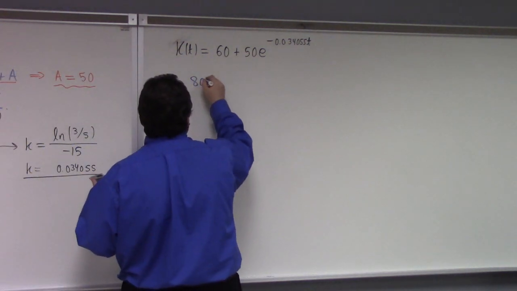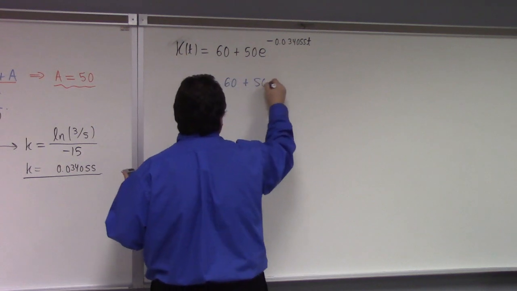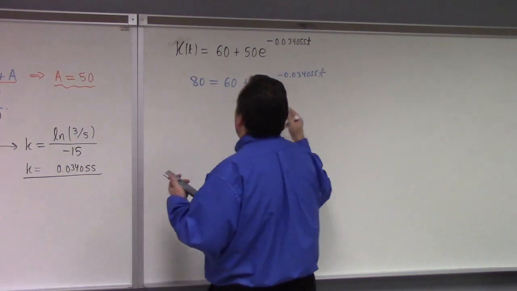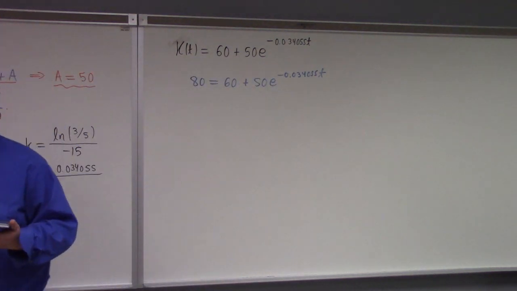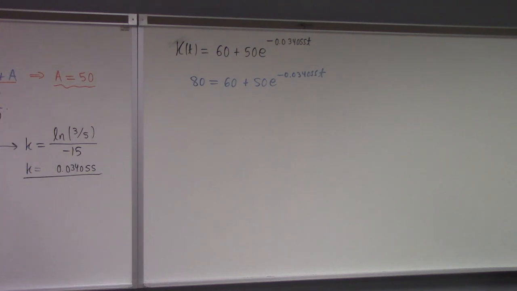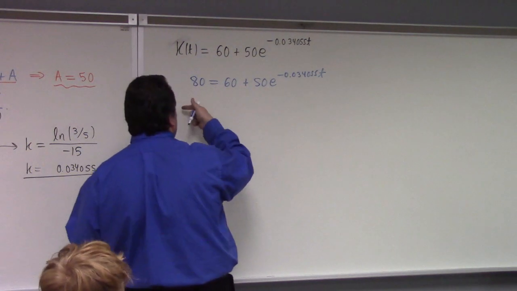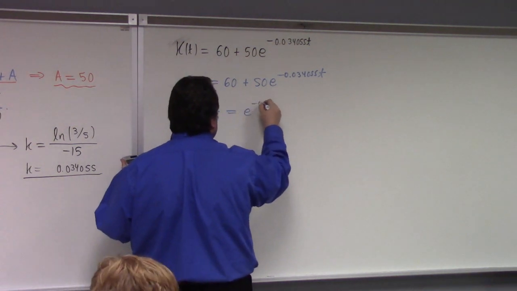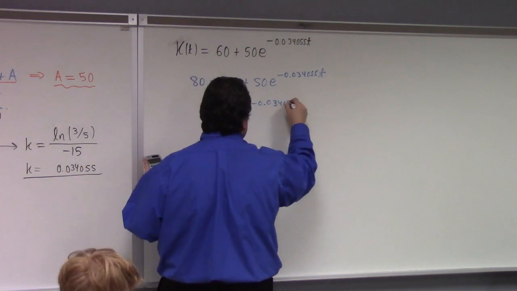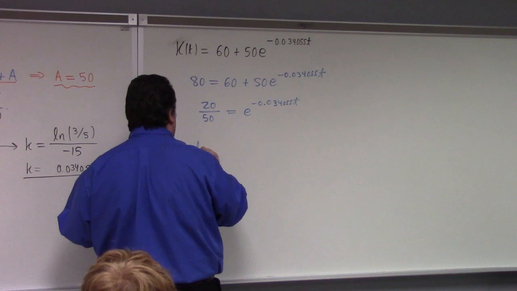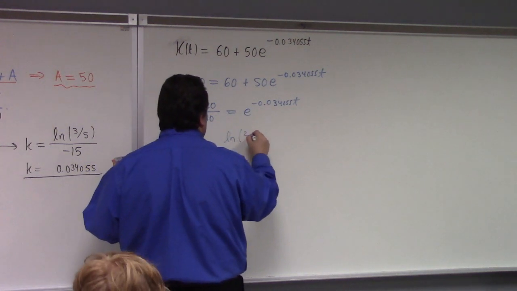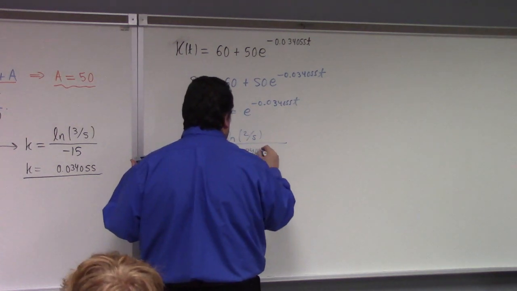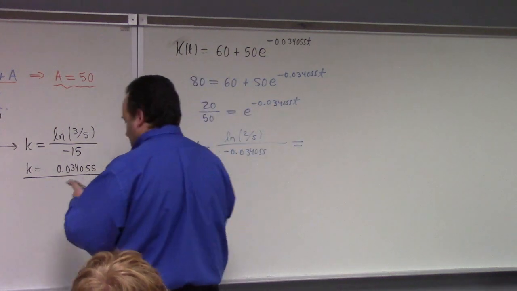So next up, we solve 80 is equal to 60 plus 50 e to the minus 0.034055t. The solution to that gives me the time when the temperature of the coffee drops to 80 degrees. So I subtract 60 to the other side, that gives me 20 over 50 equals e to the minus 0.034055t. Take the natural log of this, we get t is equal to the natural log of 2/5 divided by minus 0.034055.